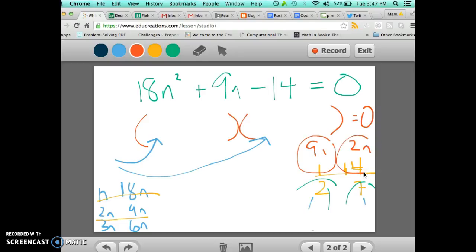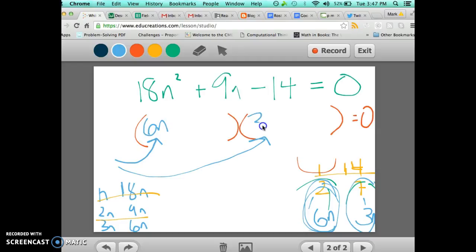All right, trying a few more things. I've got the 6 and the 3 to work with. So if I put the 6 here and the 3 here, I get 12 and 21. 12 and 21 can make 9, right? I make the 12 negative and the 21 positive. So that's what I'm going to do. So this is 6n and 3n. I'll have 6n here, 3n here.